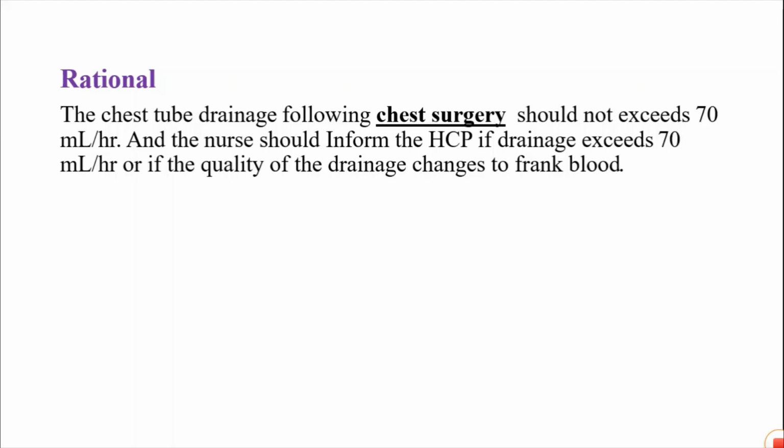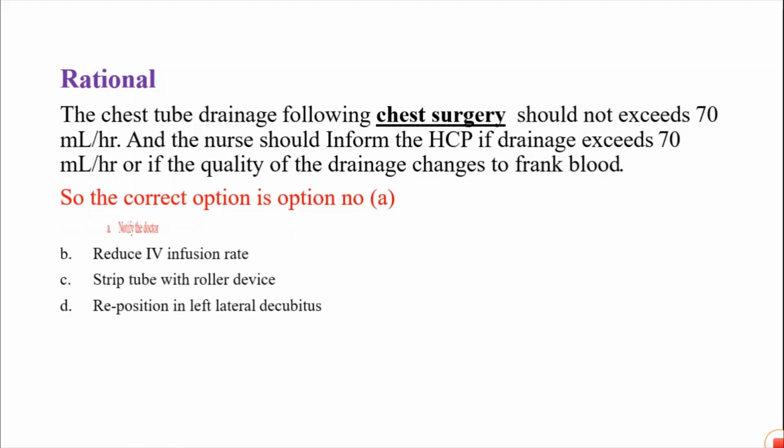Following chest surgery, drainage should not exceed 70 ml per hour. And the nurse should inform the HCP or healthcare provider if drainage exceeds 70 ml per hour or if the quality of the drainage changes to frank blood or free blood. So the correct option is option number A, which is notify the doctor.